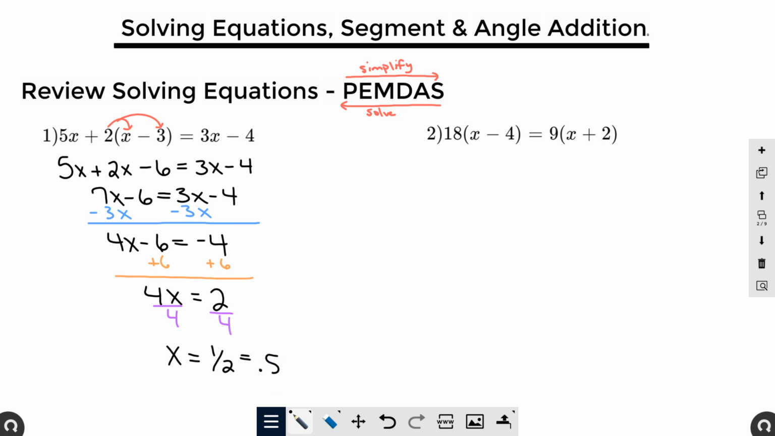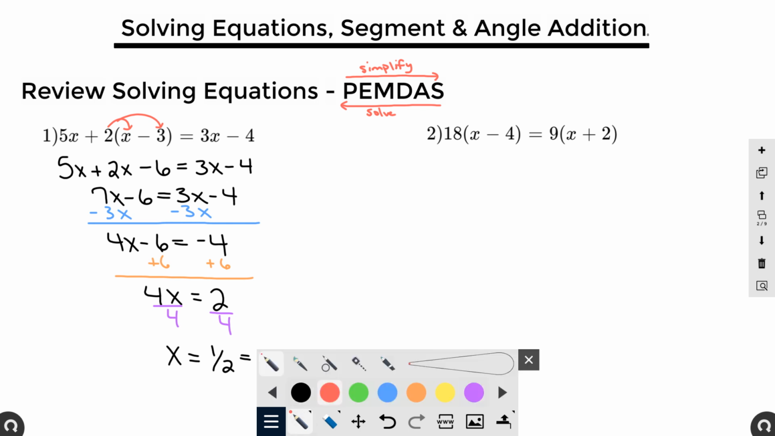Now, you can always double check your answer to any of these equations. If you plug in 0.5 for all the x's, the left side should equal the right side. We'll do some more double checking stuff later, but that's a way to double check it by hand if you want to. All right, let's look at problem 2. What would you do in problem 2?